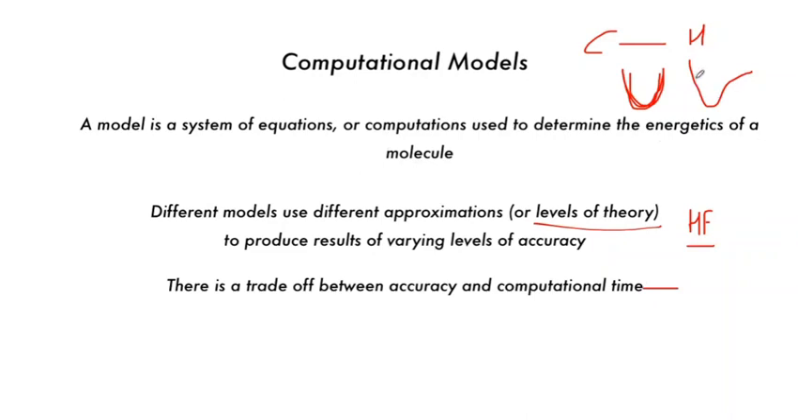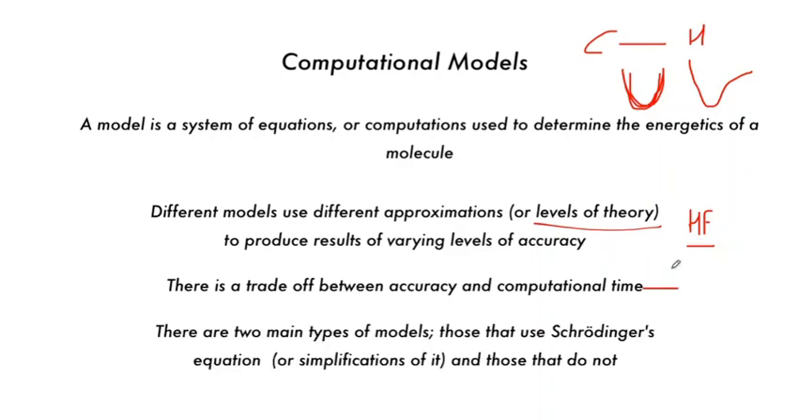Calculating it using an anharmonicity correction will lead to a very accurate value for that stretch frequency. But it'll take a very, very long time for anything other than the simplest systems. So it's typically only done if you have the time or the computing power. And there are two main types of models, those that use Schrodinger's equations or simplifications of it, and those that do not.